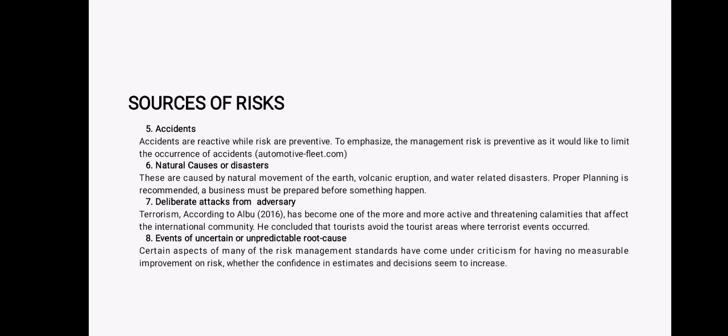Risk po yun. And of course, lastly, the events of uncertain or unpredictable root of cause. Ibig sabihin po nun, wala tayong measurement. Kumbaga, biglaan siya nangyayari. Okay? Whether the confidence in estimate and decision seems to increase.